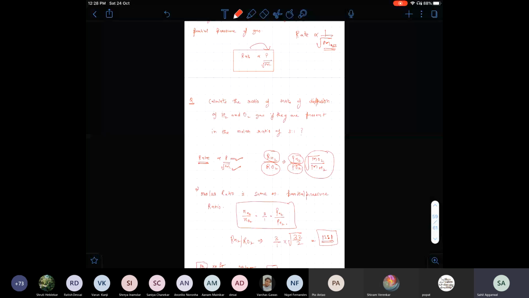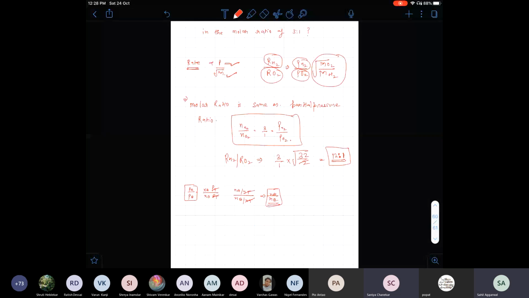Done all of you? Excuse me, sir. Can you just show me how you get that 12:1? If you divide this, it will get 16. Root 16 is 4. 4 into 3 is 12. Right? Yes. Done all of you?